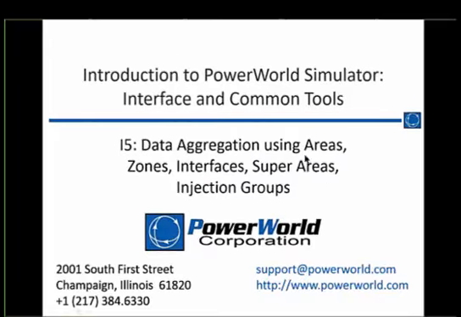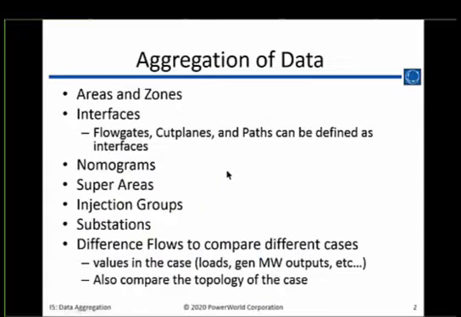The things that a lot of our customers are interested in using are interfaces and injection groups, especially because those are used in other tools as well, like the PV analysis, QV analysis, ATC, things like that. It's just a handy way for controlling the transfer of power between different points in the system. Okay, so these are some of the different types that we have.